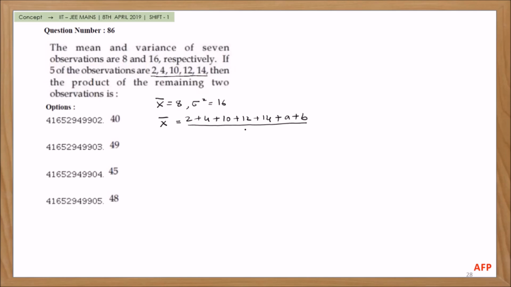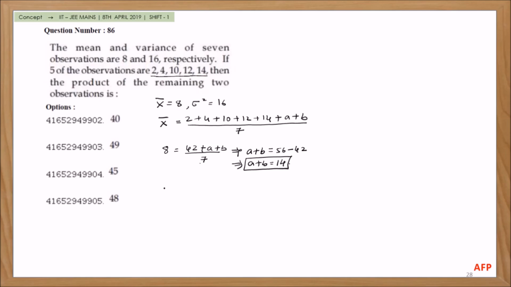So divided by 7 observations, 5 plus 2, 7 observations. 8 is equal to 42 plus A plus B divided by 7. So this implies A plus B is equal to 56 minus 42, if you cross multiply. So A plus B is equal to 14. Okay, so this is one equation we got in terms of A and B.